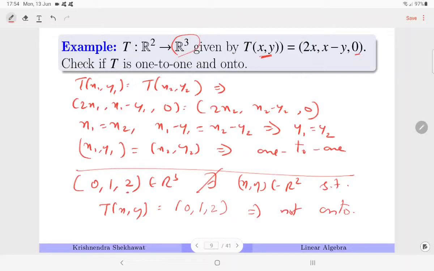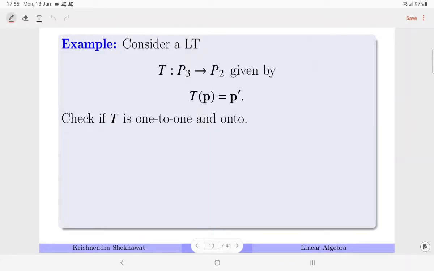So I got a counter example where I found a vector in R cube such that there does not exist a vector in R2 whose image is the required vector. What about this one? Is it 1-1?